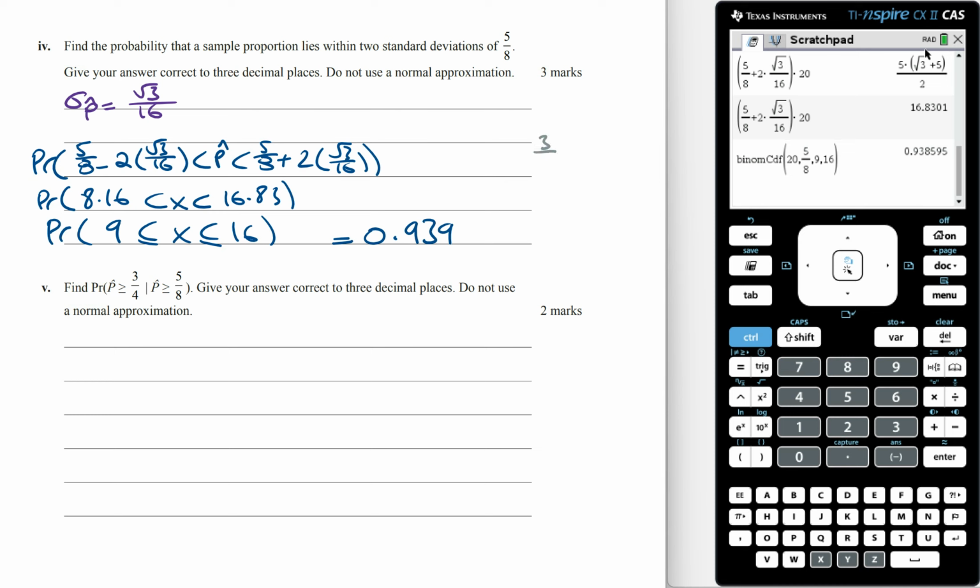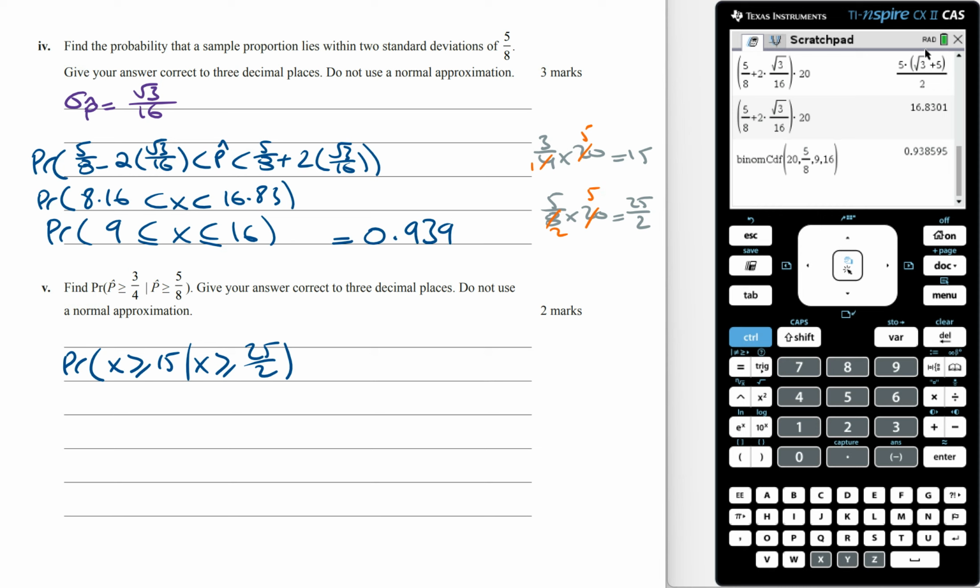And so if we multiply 3 on 4 by 20, we're going to get 1 here and 5 here. And so this is going to equal 15. And if we multiply 5 on 8 by 20, then 4 goes into 8 twice and goes into this 5 times. And so this is going to be 25 on 2. And so this is going to be equivalent to the probability that x is going to be larger than or equal to 15, given that x is going to be larger than or equal to 25 on 2.